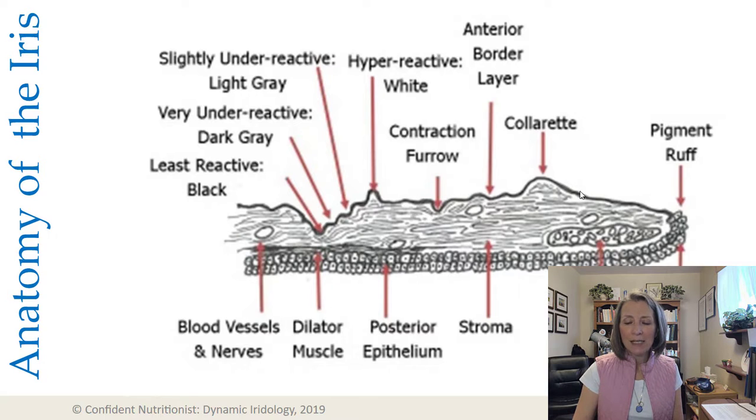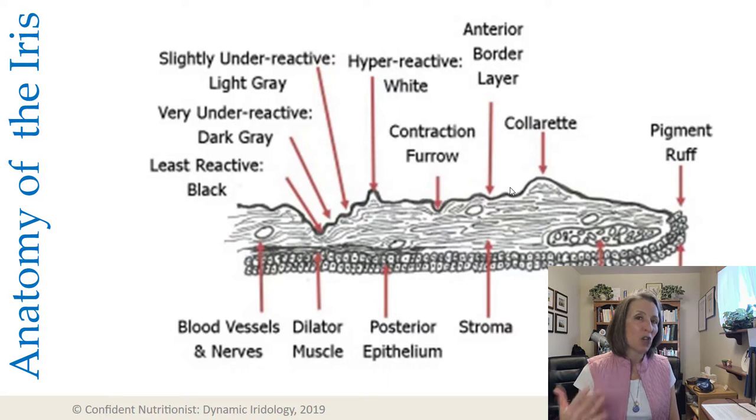We have first the anterior border, which is the very front layer of the iris itself. So the cornea sits on top of this. The anterior border is where most of the pigment is held. And so if we have a blue eye, for instance, there's very little pigment, and that's going to let us see some features in the eye.